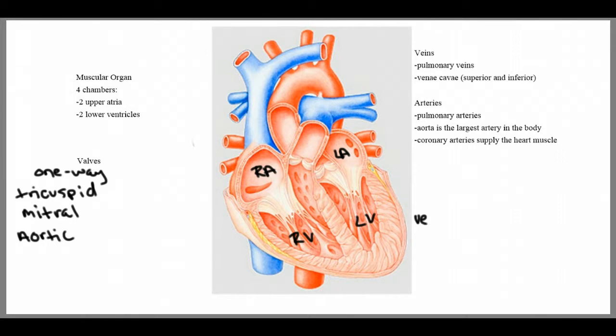Now, veins return blood to the heart, and they usually return oxygen-poor blood. However, the pulmonary veins are the exception to this. They return oxygen-rich blood. So all veins return blood to the heart, and most return oxygen-poor blood. The pulmonary veins are the exception.